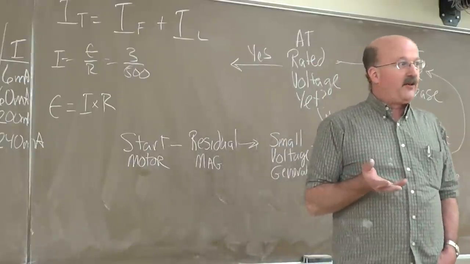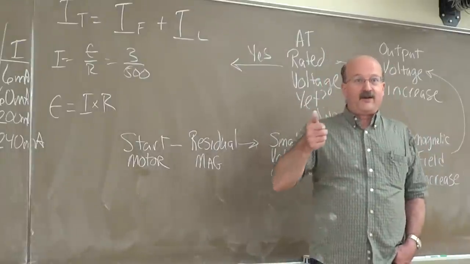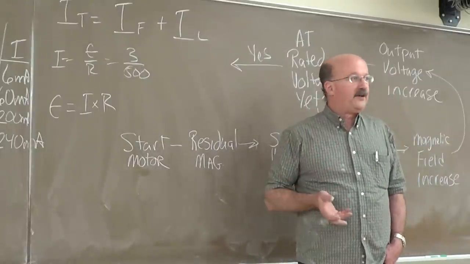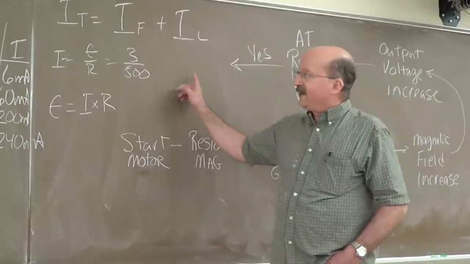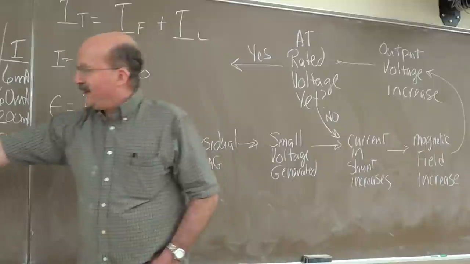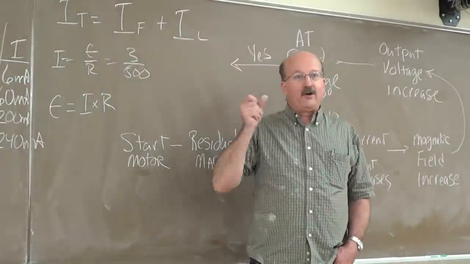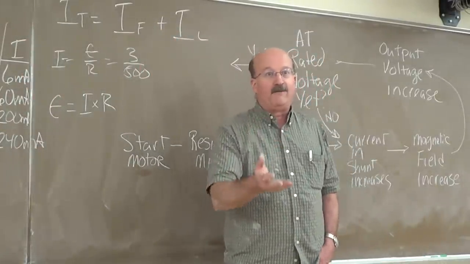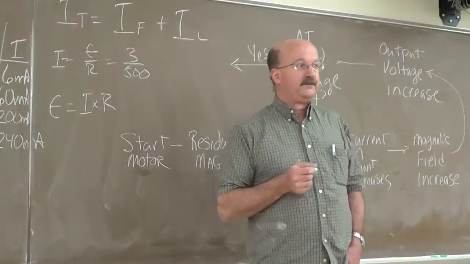So, let's turn on another light bulb. Now they both go up, because now we've got maybe 30 volts. Turn on another light bulb. That's not a very useful generator, is it? In this case, we start up, there is no load. We fire up our shunt generator, it goes right up to our rated voltage of 120 volts. Now we can start using it.